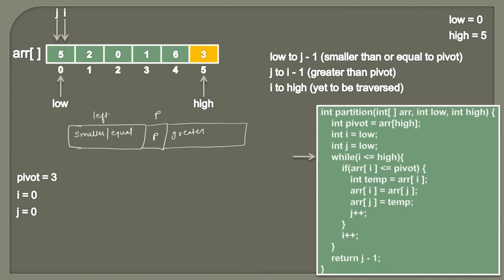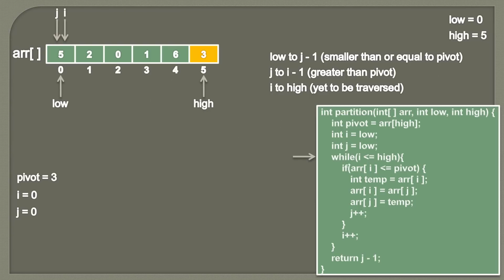From i to high we have elements yet to be traversed. So at the start we need to traverse every element. So from low to j-1 and from j to i-1 we don't have any elements, because all the elements are yet to be traversed. Therefore we have provided this condition that this while loop will run till i is less than or equal to high. So we'll see how this algorithm works.